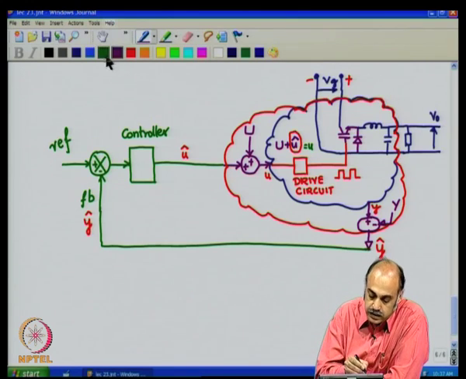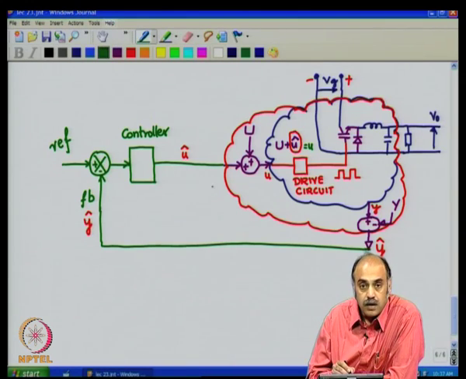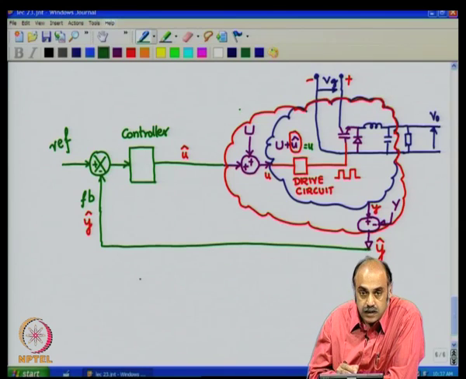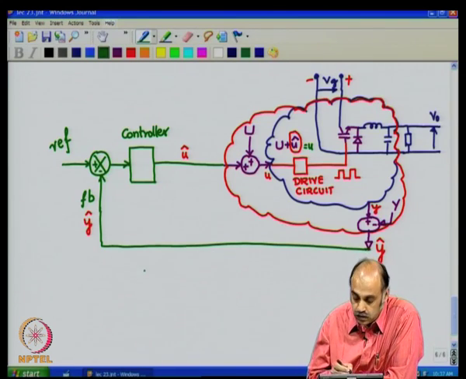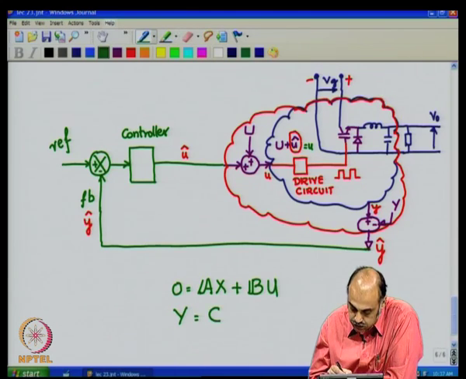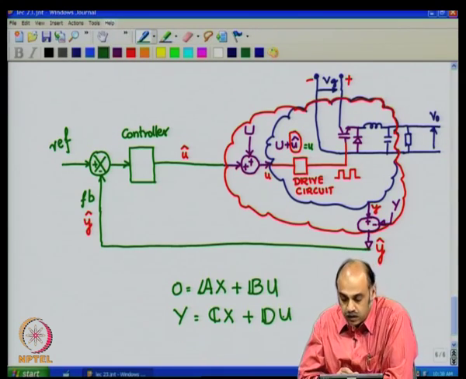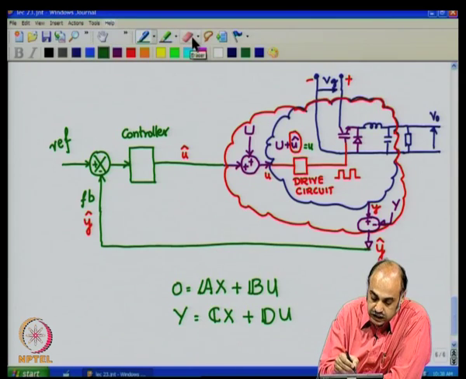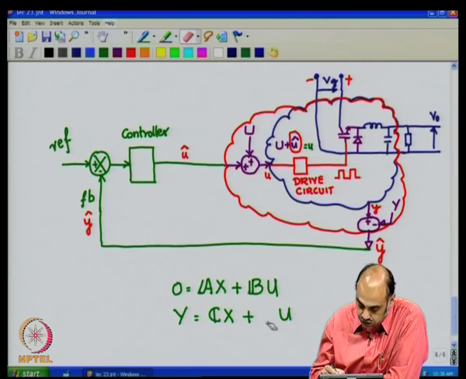Now, these steady state quantities are obtained from the steady state model. You know that 0 equals A X plus B U, and you have Y equals C X plus D U. Now, the output does not have a direct term, as we saw for the case of the buck converter, this is not there.